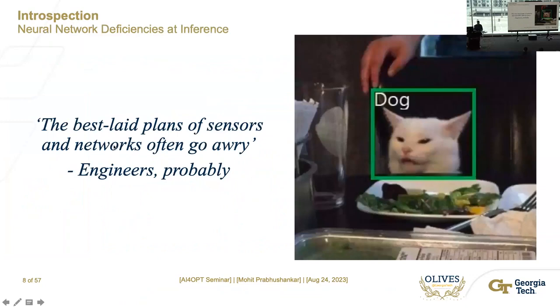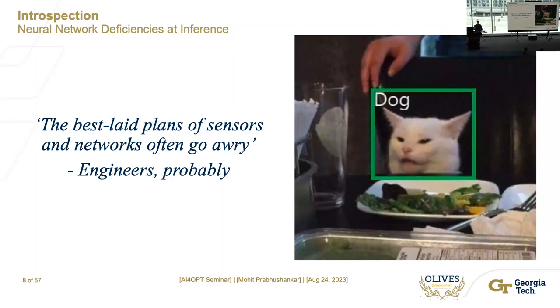And this is why we want to have this kind of neural network introspection at inference, because there are always going to be deficiencies in neural networks. We cannot just say that we want to make the best training and get the solution. The best laid plans of sensors and networks, they definitely go awry, by the way. So, you know, all engineers, we all know this. And we want to make sure that this is not the case during inference.